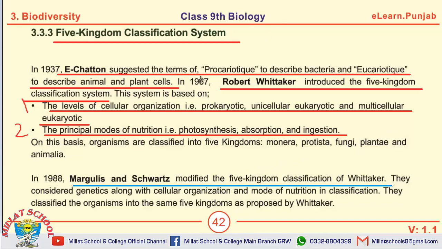The MCQs are: in 1937, E. Cotton worked. E. Cotton introduced the terms prokaryotic and eukaryotic. Robert Whittaker worked in 1967 and he introduced the five kingdom system of classification. Mogles and Schwarz worked in 1988 and they modified the five kingdom classification system. Mogles and Schwarz also proposed five kingdoms, as by Whittaker.